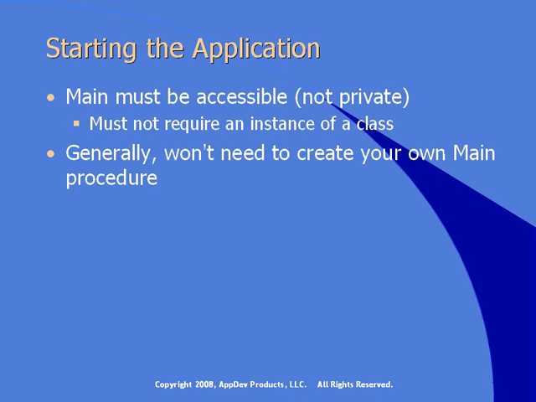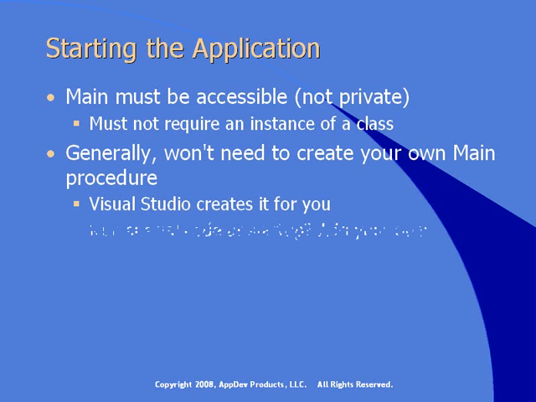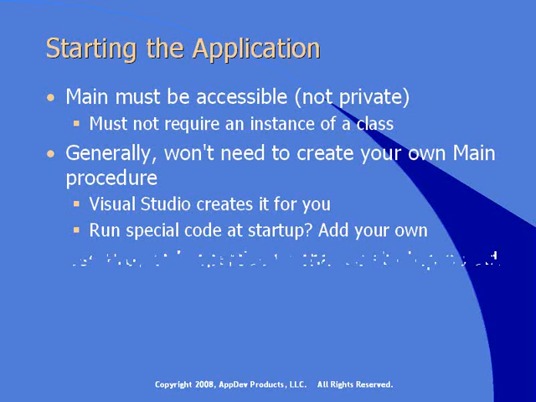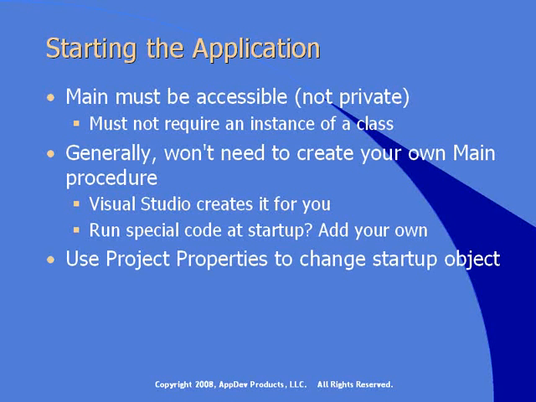Generally, you won't need to create your own main procedure. Visual Studio will create it for you. If you need to run special code at startup, you could add your own or modify the existing one. But in general, for most of our demonstrations, we'll never need to look at it again. You can use the project properties to change the startup object, and it will recreate that main procedure for you, calling application.run with the correct form. Let's look at a demonstration of working with dialog boxes and the startup form.